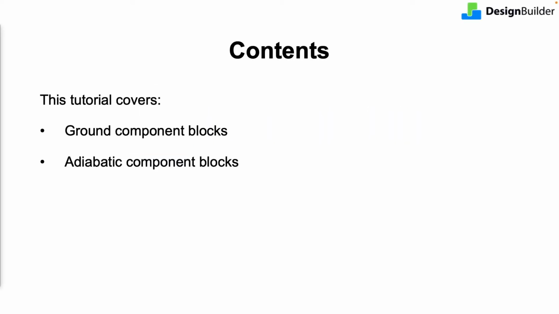Hello! In this tutorial, we'll introduce you to two new types of component block used to manually set adjacency conditions for the external surfaces of your building. During the tutorial, we'll show you how to use ground component blocks to modify ground adjacency conditions and adiabatic blocks to create an adiabatic adjacency where there is no heat gain from a surface.